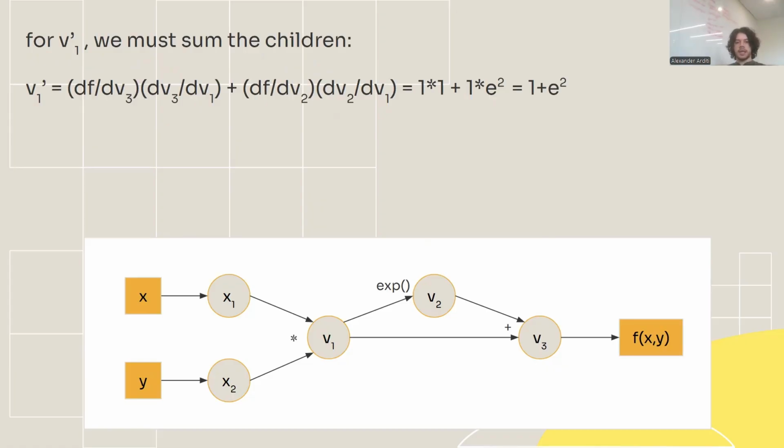Now, V1 has two child nodes. So what we actually have to do is add those together. The derivative of the function with respect to v1 is going to be the derivative of the function over the derivative of v3, which is 1, times the derivative of v3 with respect to v1, which is also 1. And I'm just going to go back here.